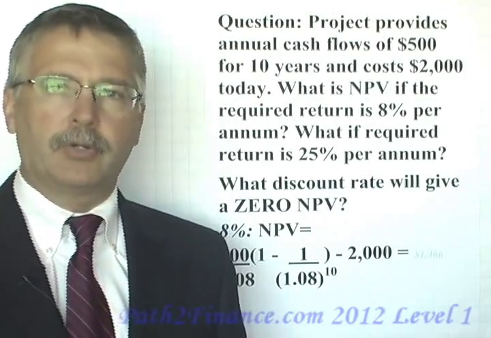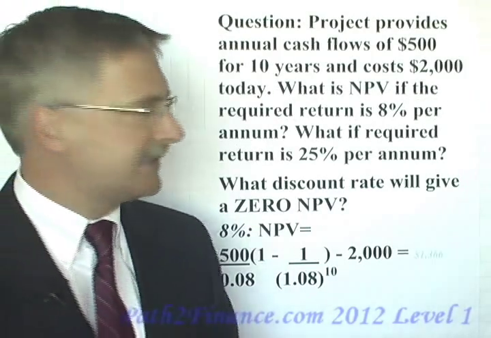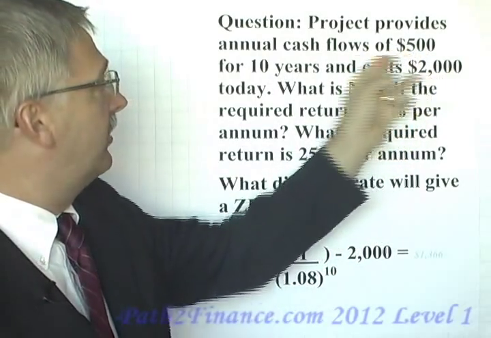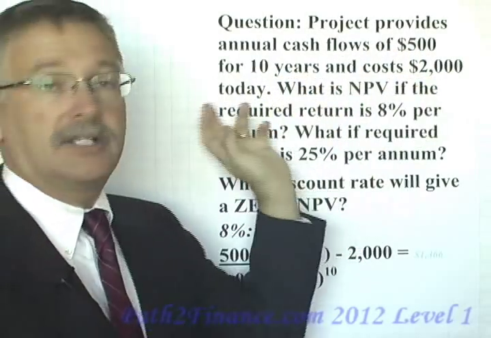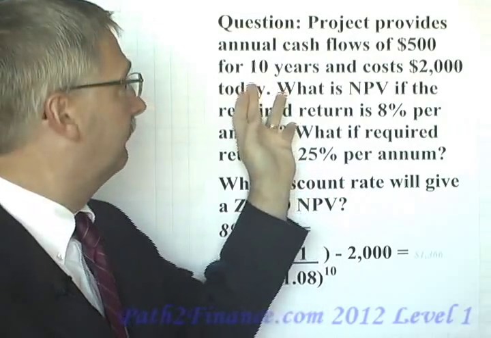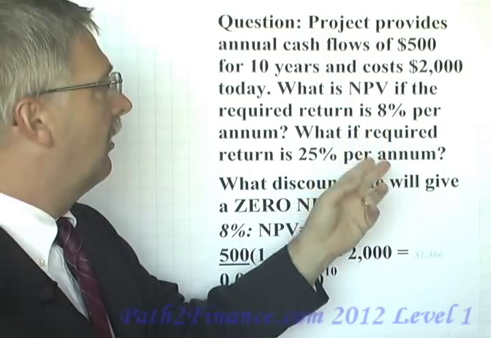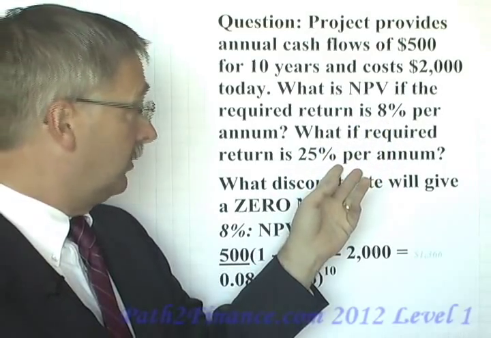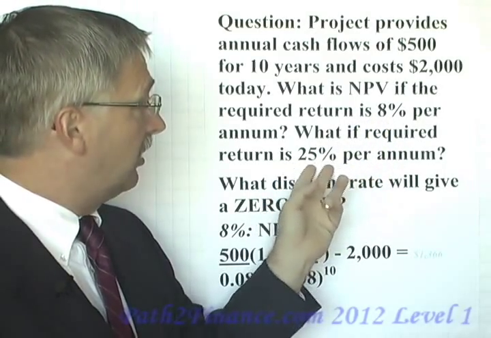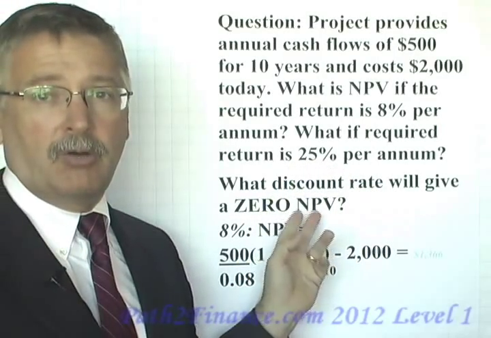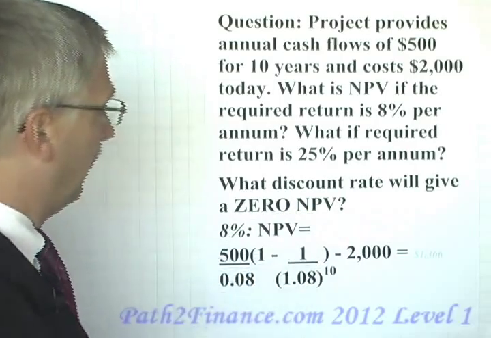All right, let's walk through another example with some twists. We have a project that provides annual cash flows of $500 for 10 years and costs $2,000 today. What's the net present value if the required return is 8%? What's the net present value if the required return is 25%? And what discount rate will give a 0 net present value?